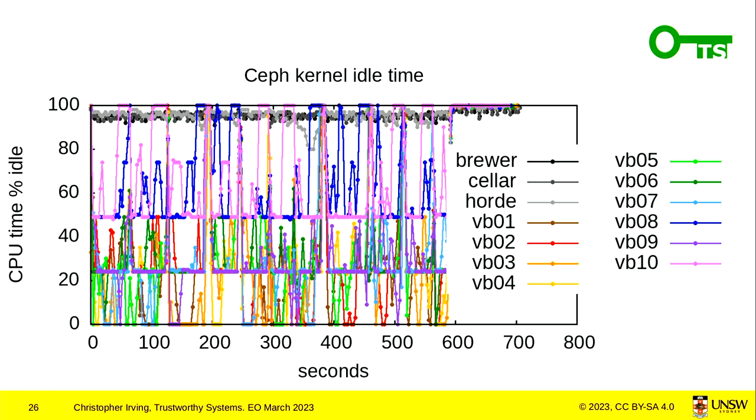Again, the servers are up the top. They are mostly idle. The clients are the ones who are spending big chunks of time not idle, but presumably that's mostly I/O wait.